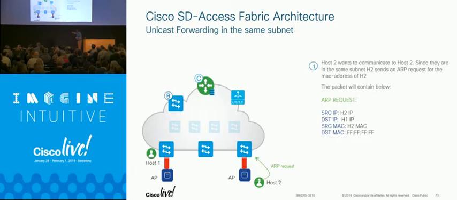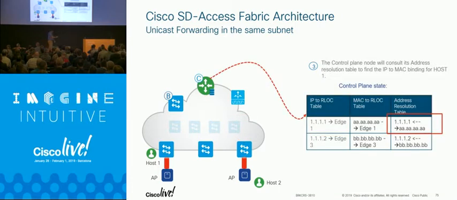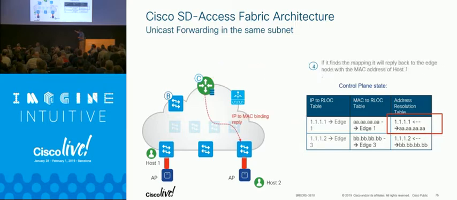Now that ARP request comes to the Fabric edge node. The Fabric edge node is going to hijack that ARP request, and it is going to send a special message to the control plane node asking for address resolution request. Okay? Address resolution request. The control plane node is going to look in its address resolution table and is going to send the information back to the edge node.